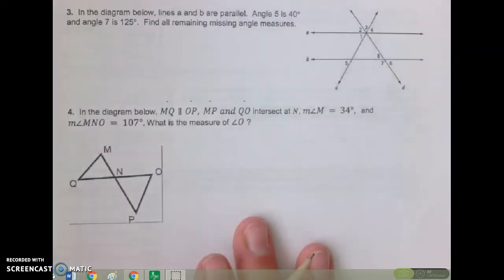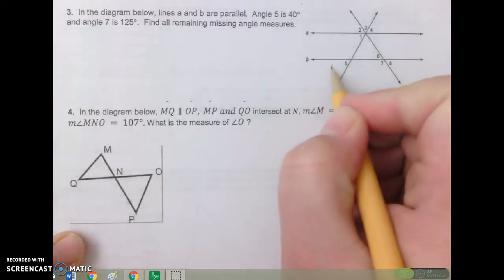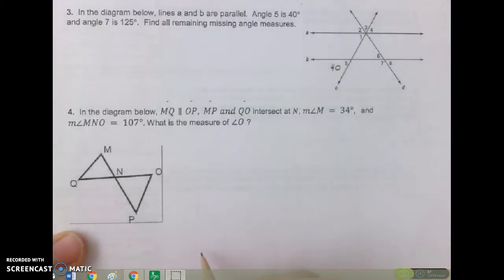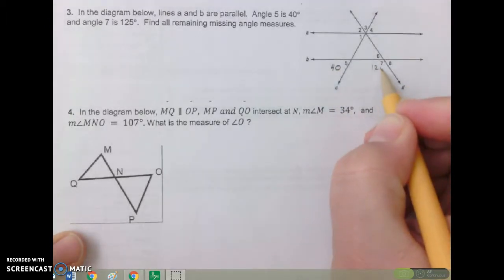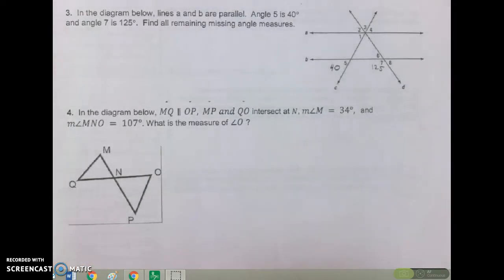Number 3, in the diagram below, lines A and B are parallel. Angle 5 is 40 degrees, and angle 7 is 125. Find all missing angle measures. So I'm assuming they're looking for the numbered angles.